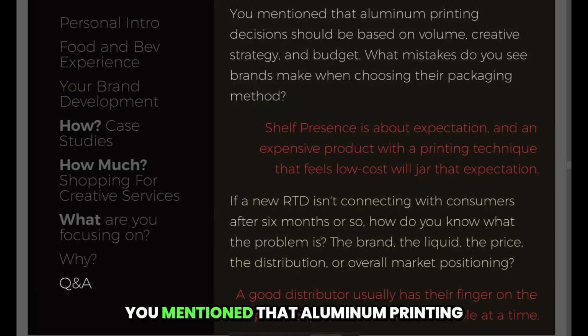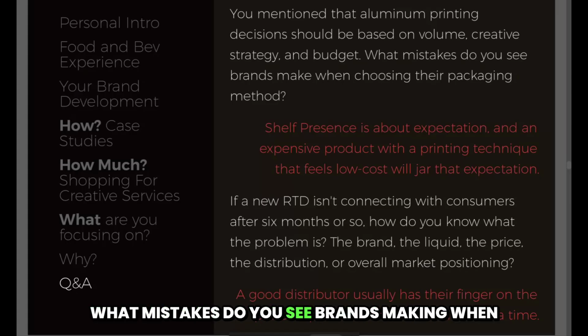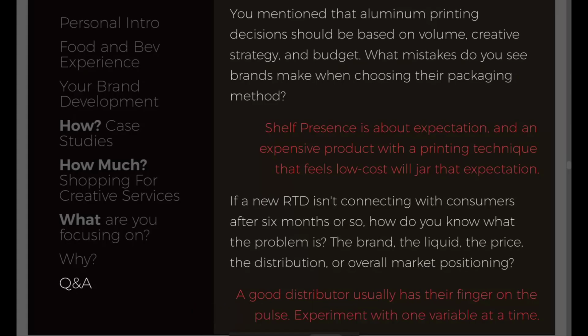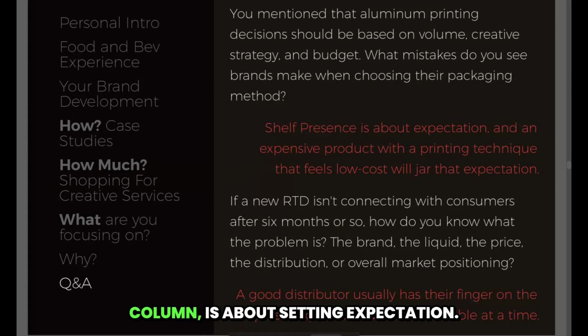Okay, you mentioned that aluminum printing decisions should be based on volume, creative strategy, and budget. What mistakes do you see brands making when choosing their packaging method? So shelf presence, that's that middle column, is about setting expectation. Whenever you walk down the pasta sauce aisle in the grocery store, you can tell what the most expensive pasta sauce is before you ever see a number.